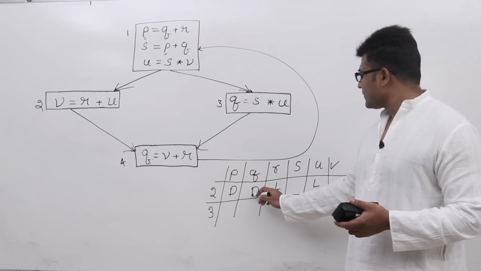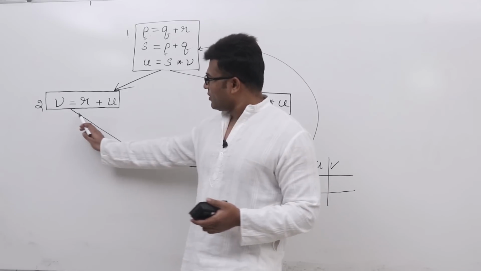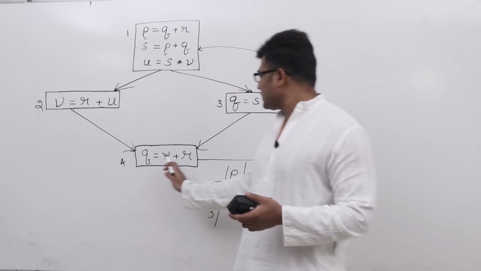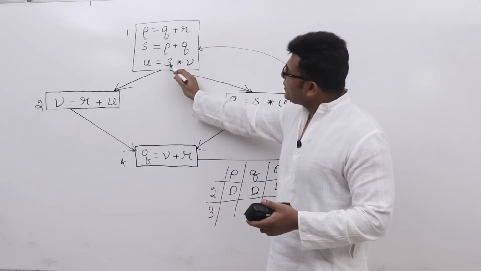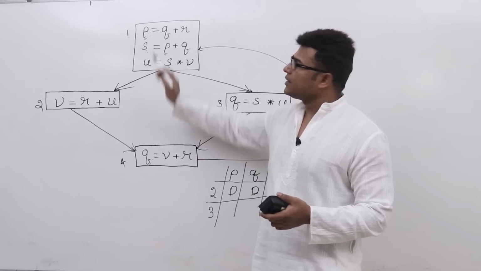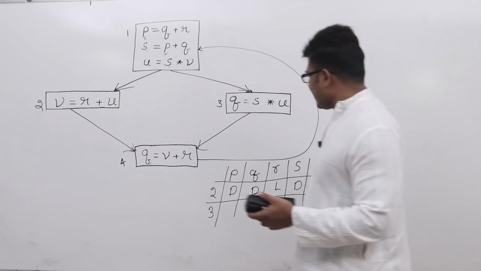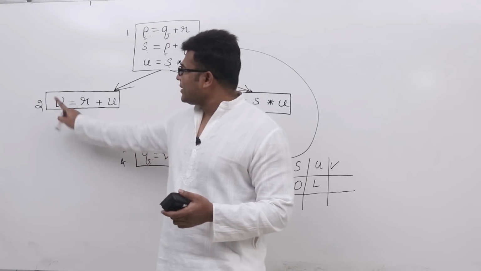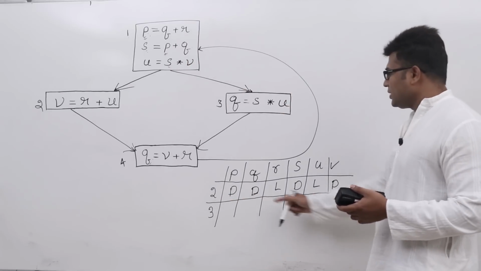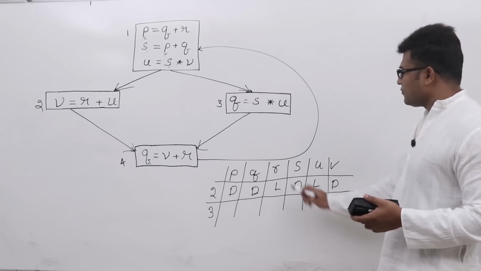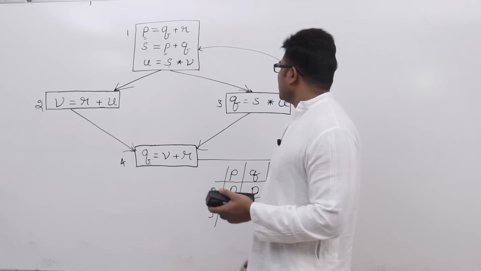Now what about S? Again the same thing. If you see this, we are going like this and like this, and before the usage of S, S is defined here. That is why S is dead. What about V? V is clearly defined here, therefore it is dead. So R and U are the variables which are alive in 2. Now let's see 3.